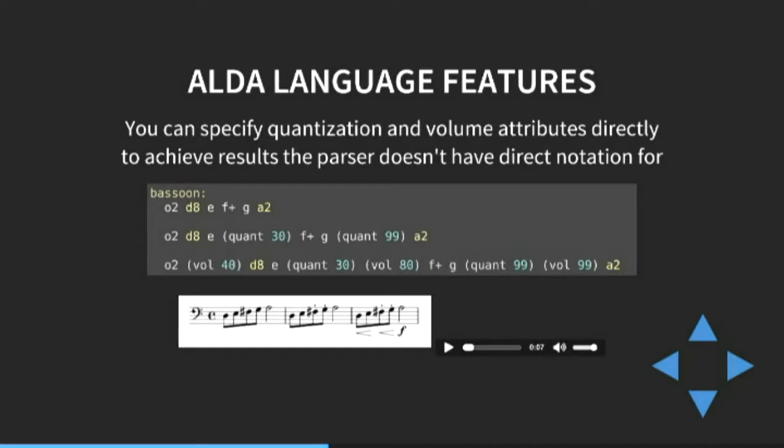I don't know whether I quite got the notation right on the lily pond at the end there, but the general idea is for every note that you've got, you can control an awful lot of features about it.